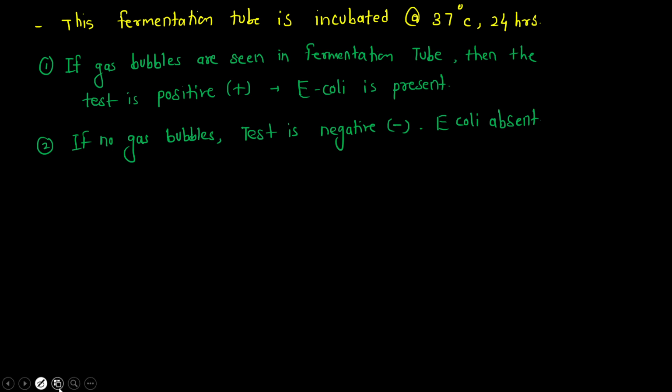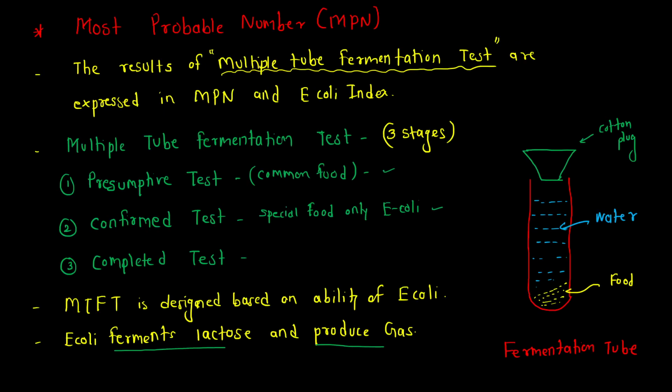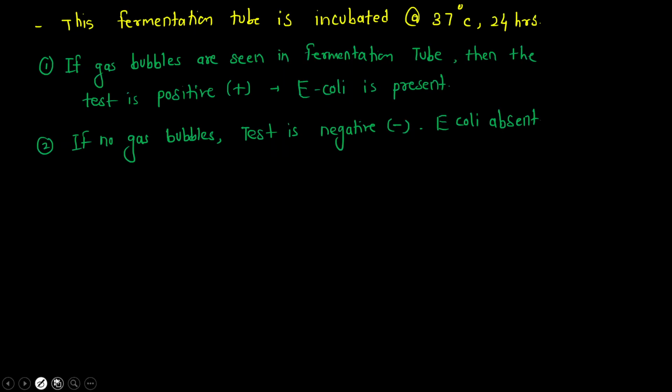Now, as the name suggests, this is the most probable number using the multiple tube fermentation test. So we have seen only one tube now. Generally, there is not one tube, there are multiple tubes that are taken. So let's say this is the first tube.